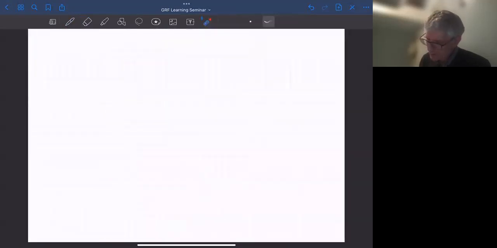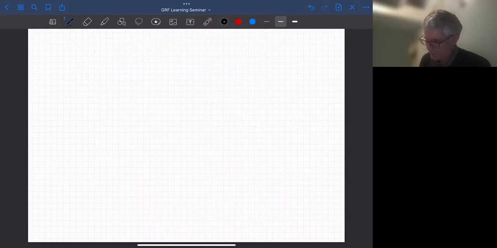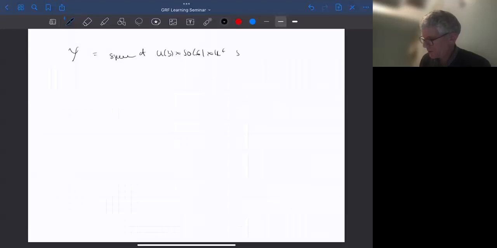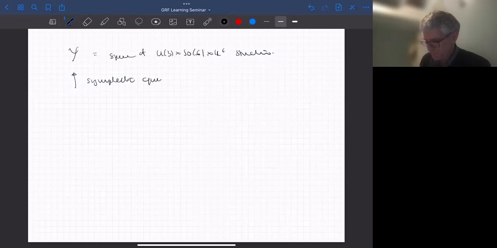So there is some other moduli space here. I don't know what to call it. There is some other space here. Let's call it Y again, which is this space of U3 times SO6 times R plus structures. And you can actually get that from a symplectic quotient of the Z, where you take the action where you just multiply this by a phase, a local phase.